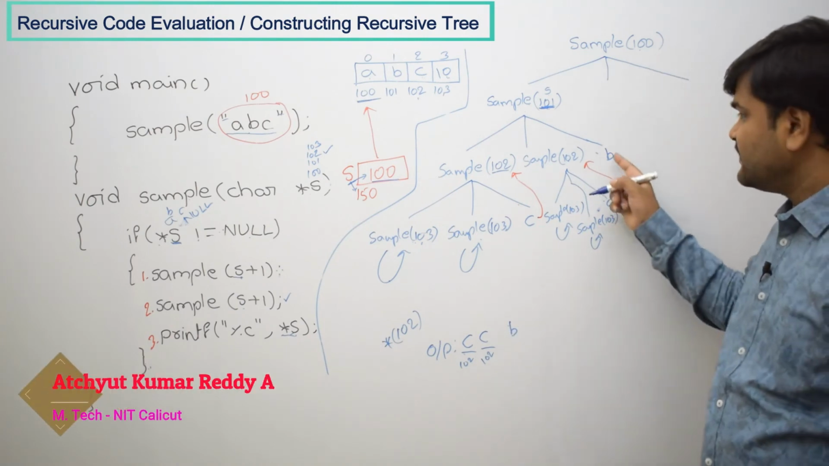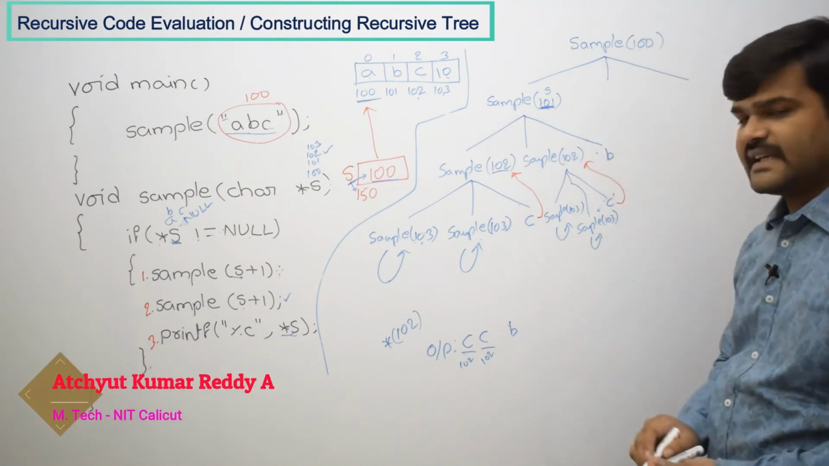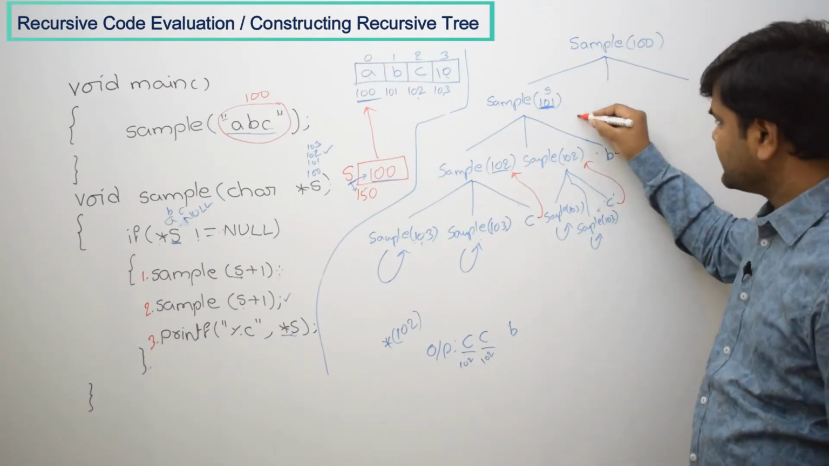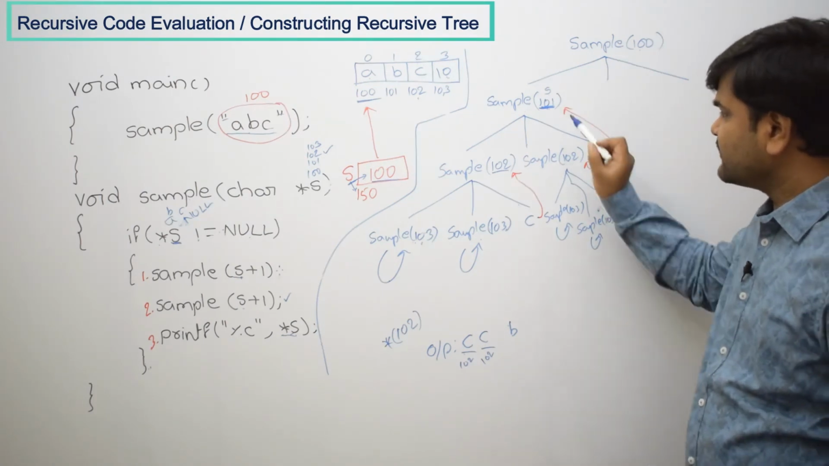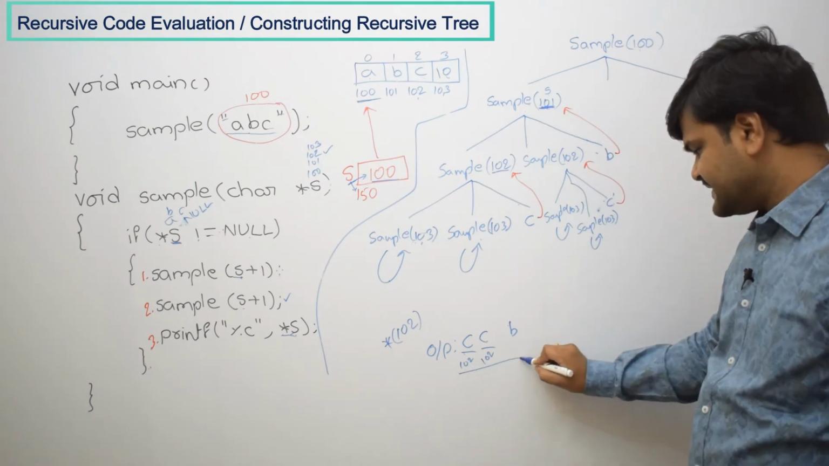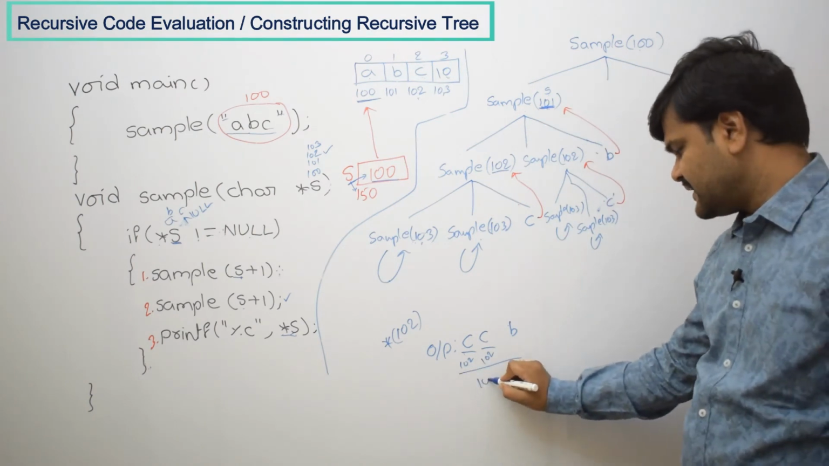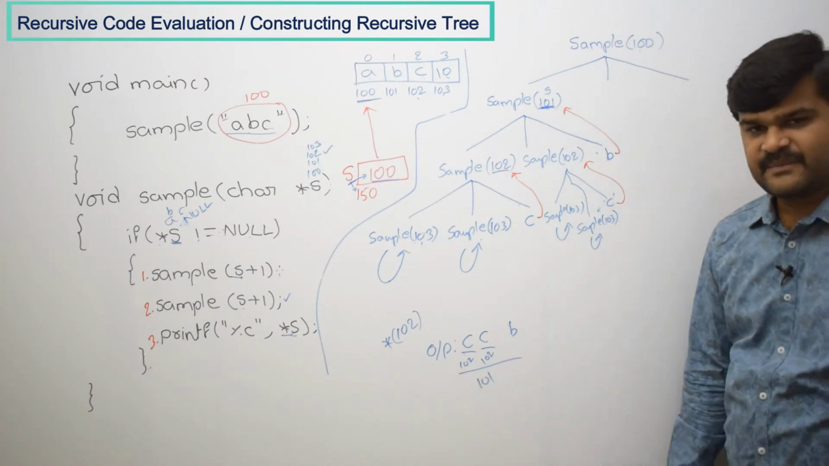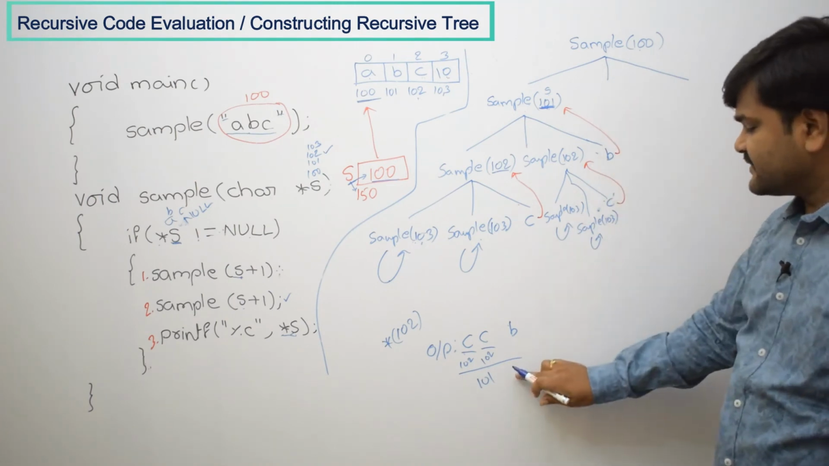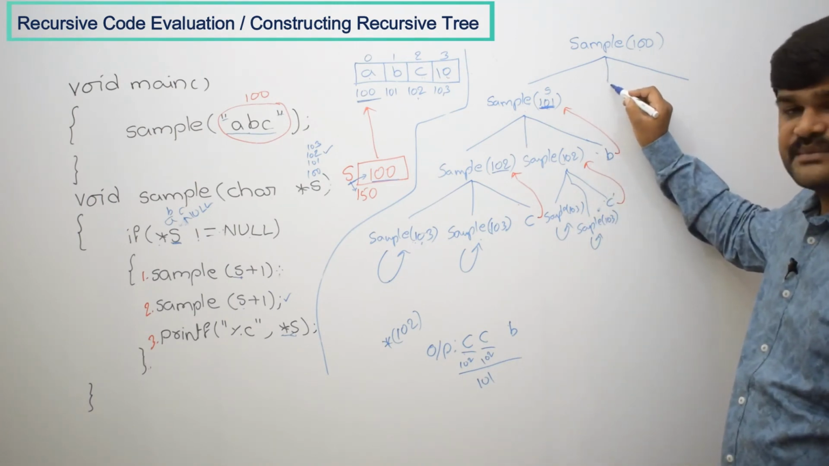Now if you observe, these three statements are completed, so it is going back. With 101 it is printed CCB. With 101 it is printed CCB. So why are we writing this one? Even the same thing we are going to observe here.